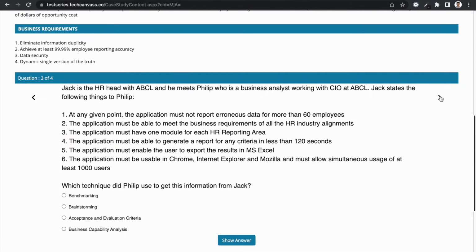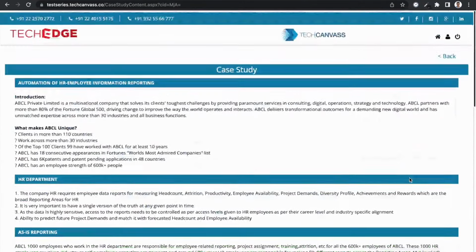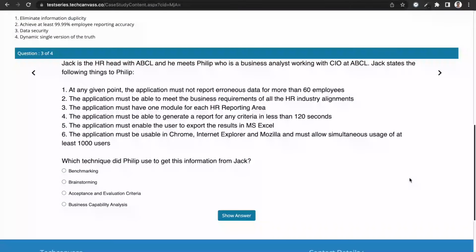So here again, even the case study was quite huge as we can see, and the question has further sets of conditions and questions being asked. Jack is the HR head with ABCL and he meets Philip, who is a BA working with the CIO at ABCL. Jack states the following things to Philip. In such questions, you have to read the question completely. If there are a lot of points, then read the last question as well, which is intended to be asked. Which technique did Philip use to get this information from Jack?